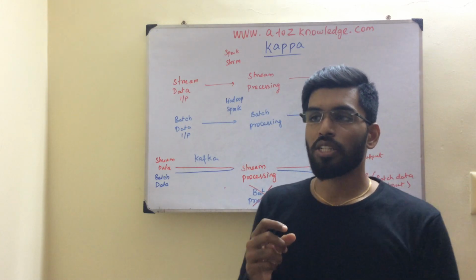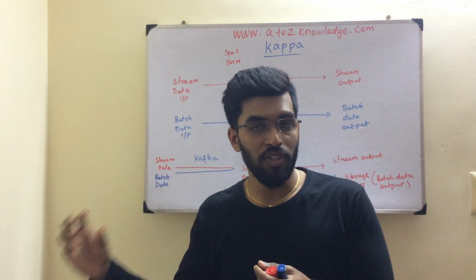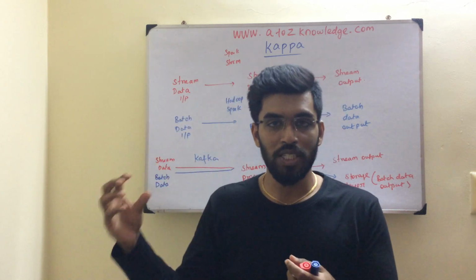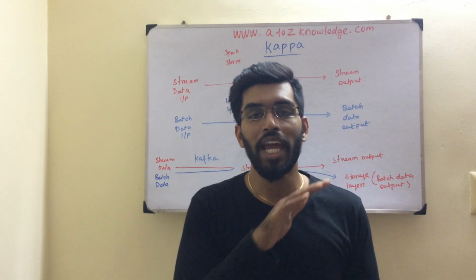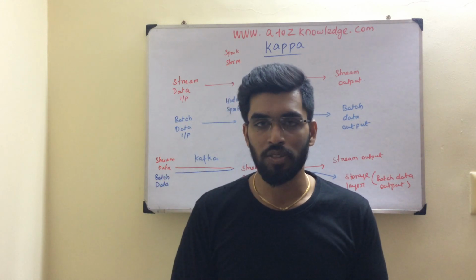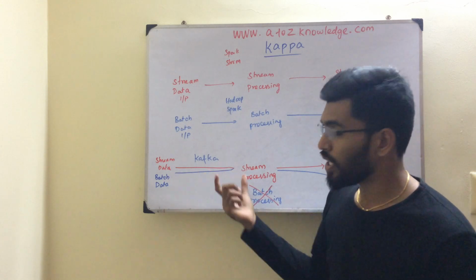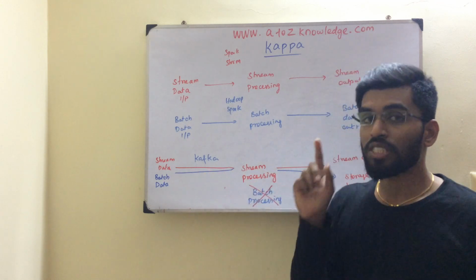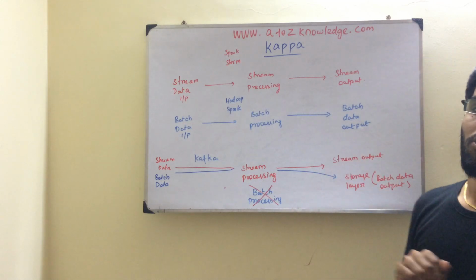Now what is Kappa architecture? In Kappa architecture, we can send both batch data as well as stream data, and we do only stream processing for both. That means we eliminate batch processing in Kappa architecture for both batch and stream use cases. I send both the stream data and batch data, but the processing I will do is stream only, no batch, and finally I will be giving stream output or batch output.